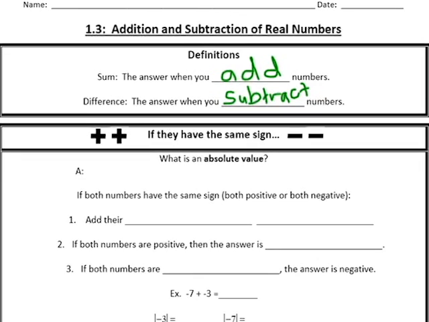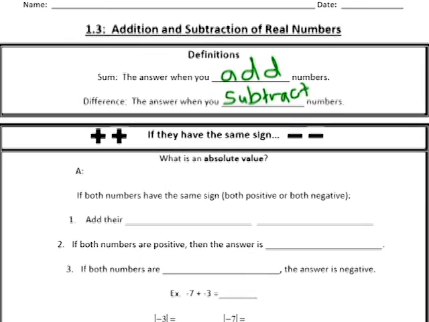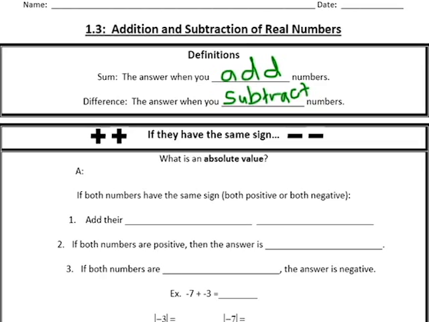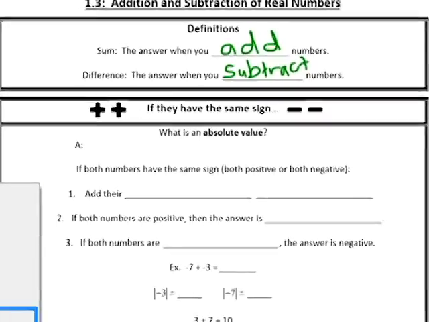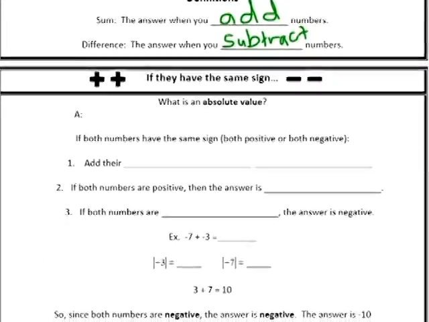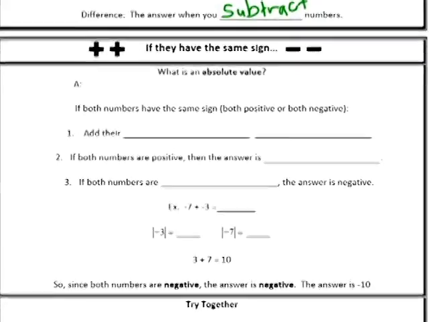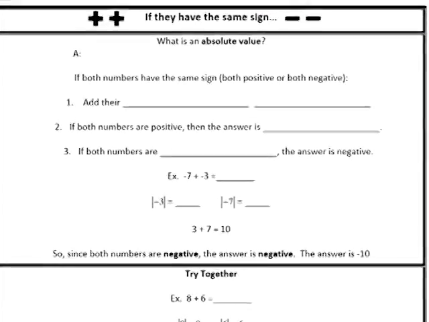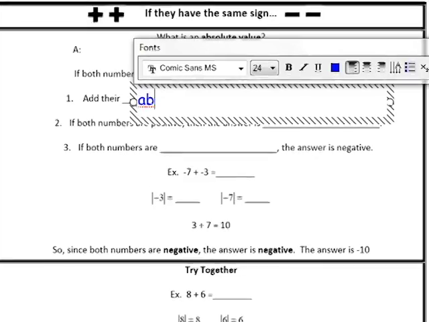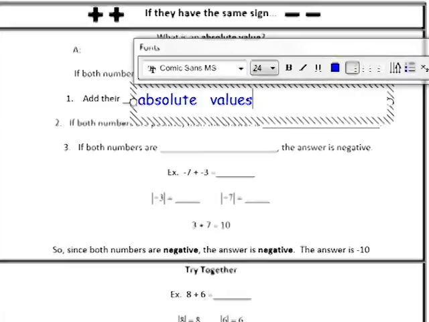Let's look at some rules for if they add and they are the same exact sign. What is the absolute value? Just a quick review. Absolute value is the distance a value is on the number line away from 0, otherwise known as the positive version of that value. When you're finding the sum of two numbers that are the same sign, positive, positive, or negative, negative, add their absolute values.